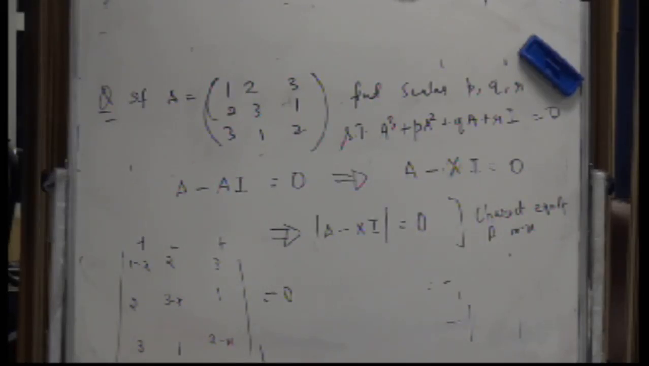Properties of mod. Mod AB is equal to mod A into mod B. Property of mod AB is equal to mod A upon mod B. But mod A plus B is not equal to mod A plus mod B. Triangle inequality, sum of two sides can never be greater. Okay, will always be greater than. That's it.